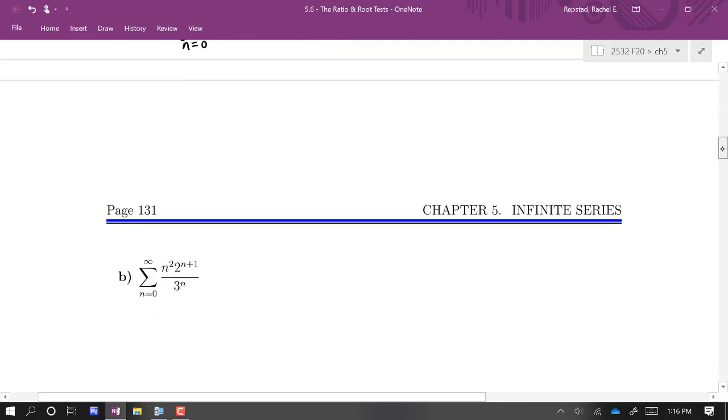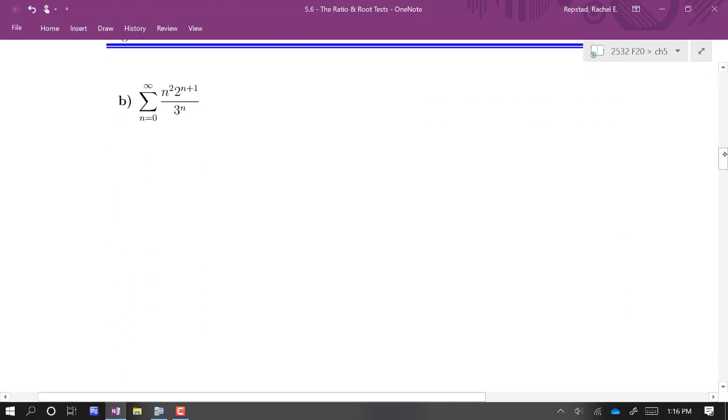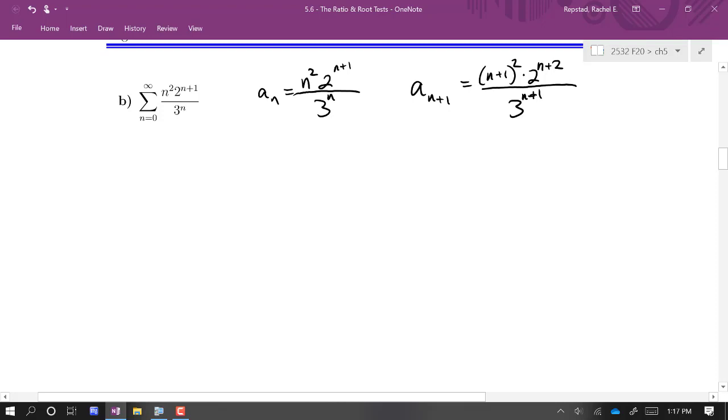Let's try another one. We're going to use the ratio test here again, so I'm going to start by writing out here our nth term is n squared times 2^(n+1) all over 3^n, and a_(n+1), that is (n+1) squared times 2^(n+2) over 3^(n+1). So now we need to set up the limit as n approaches infinity, absolute value of a_(n+1) over a_n.